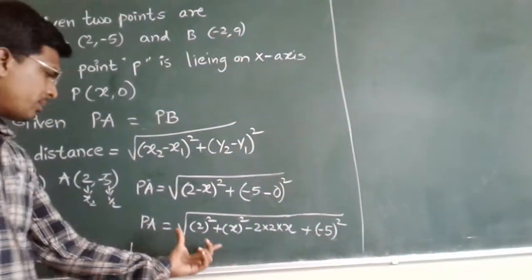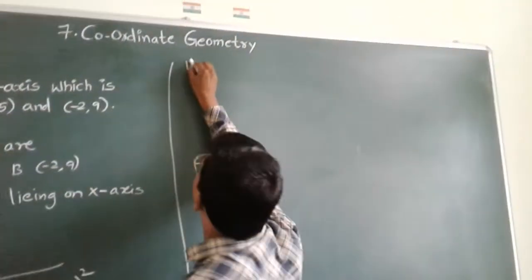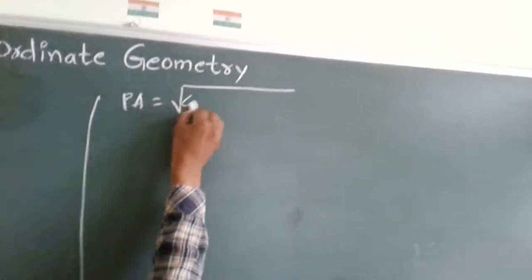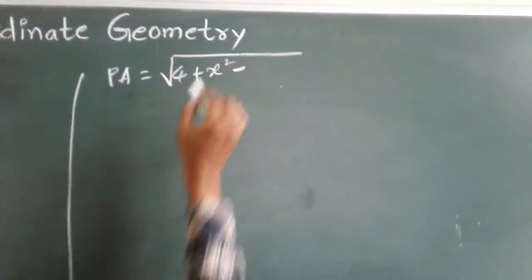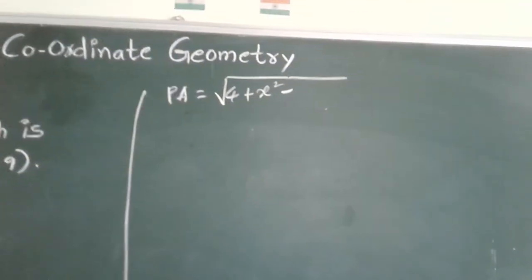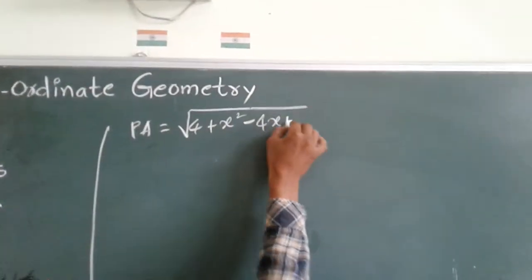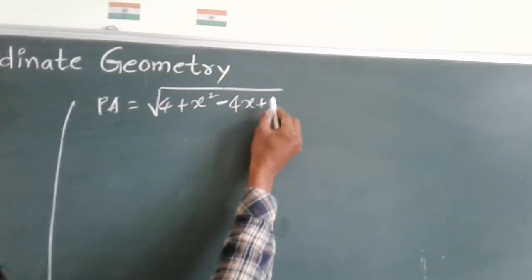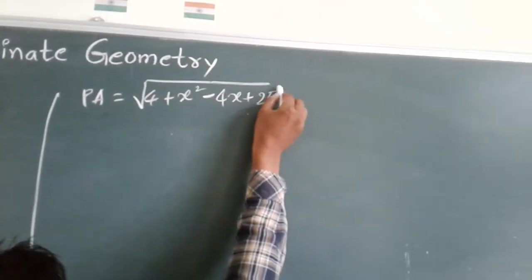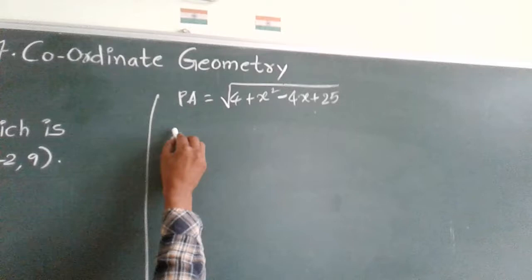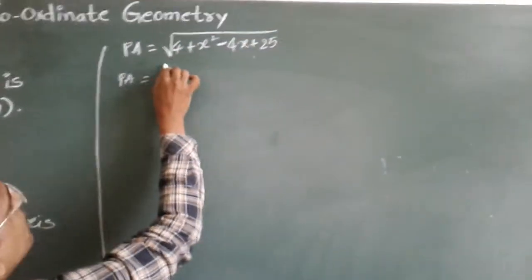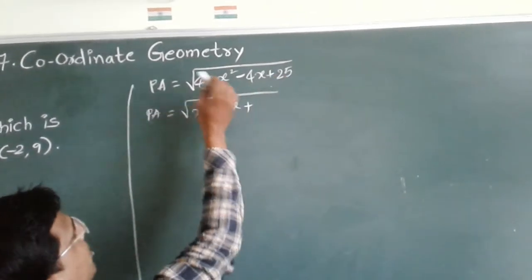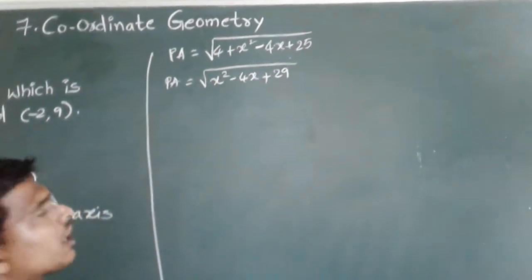Again we can simplify this one. PA is equal to the square root of 2 square, which is 4, plus x square minus 2 twos are 4, so 4x, plus (-5) whole square. (-5) whole square means minus 5 into minus 5, which equals plus 25. So PA is equal to the square root of x square minus 4x plus 25 plus 4, which is 29. So this is the PA value.